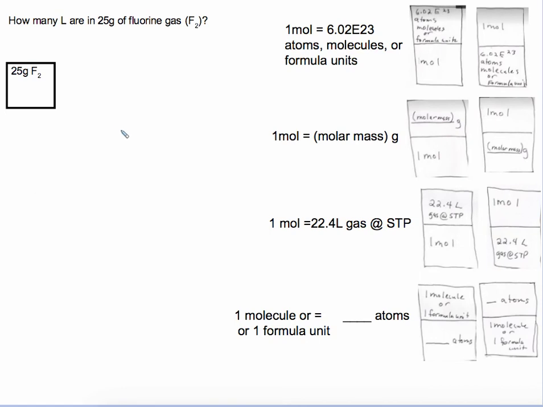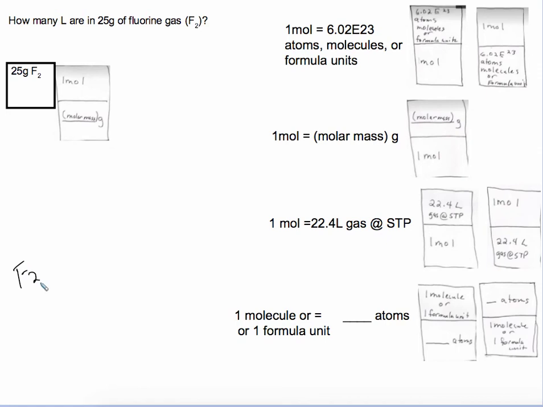Okay, next problem. Number 3. How many liters are in 25 grams of F2 gas, fluorine gas? So we start off, we have grams here. We have to have grams diagonal from that. So we search for the gram one. There's only one conversion factor, and we find the one that has grams on the bottom. So we're going to move it right there.